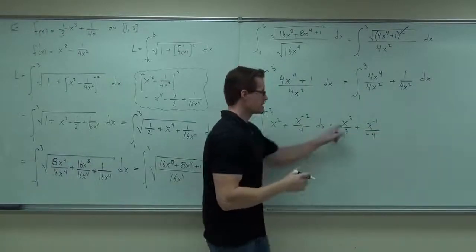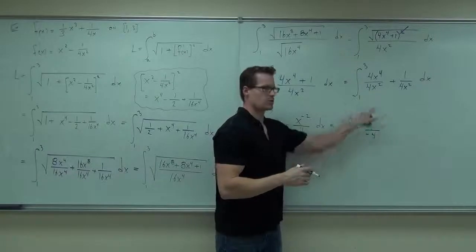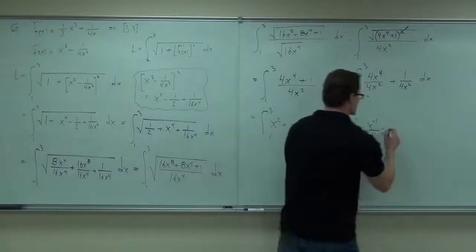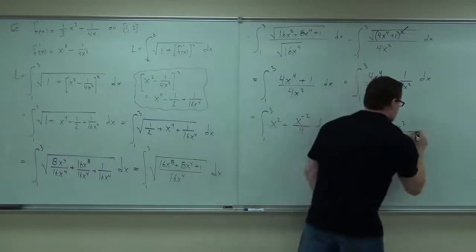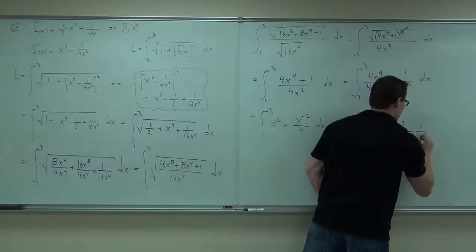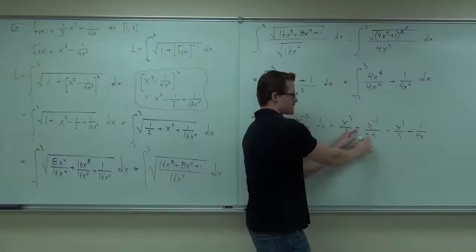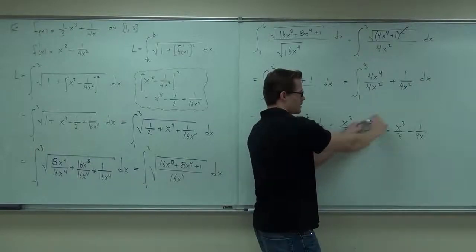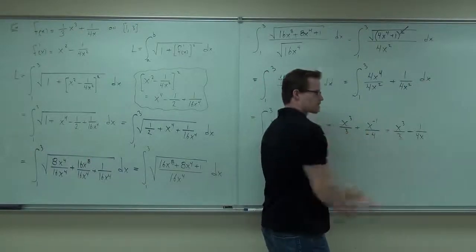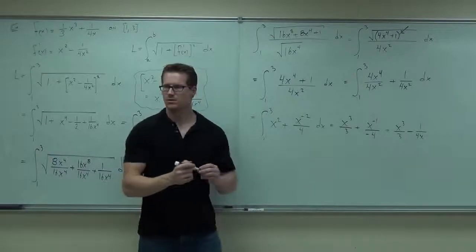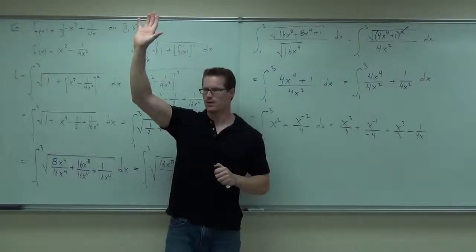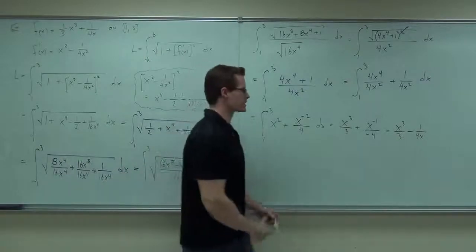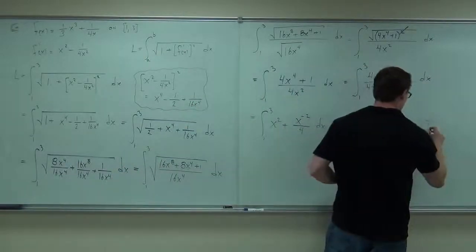Before you go and evaluate, take care of this mess. Make it look prettier right here. This is going to be x to the third over 3 minus 1 over 4x. Yes, no? Everyone feel okay getting all the way down that far? Cool. Hey, it's just evaluation for this. We got to go from 1 to 3.